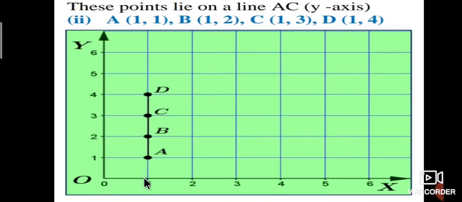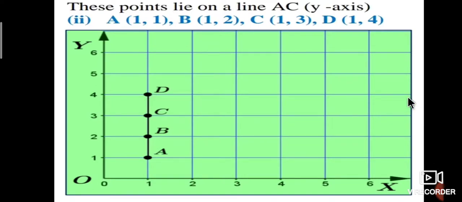Similarly, (1, 3) is point C. Similarly, (1, 4) is the point D. These points lie on a line AC along the y-axis.